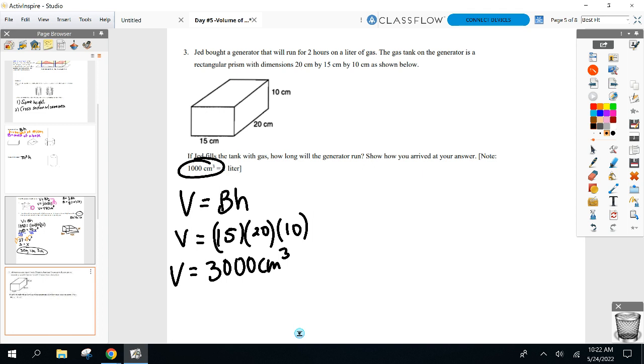It runs 2 hours on a liter of gas, so I need to put that into liters now, don't I? Everyone see the conversion? 1,000 cubic centimeters equals 1 liter. And look, I get it in here. Some of you are probably going to be nervous if I called on you and said, do you multiply or divide by 1,000? It'd be a guess, 50-50 shot. Don't make it a guess.